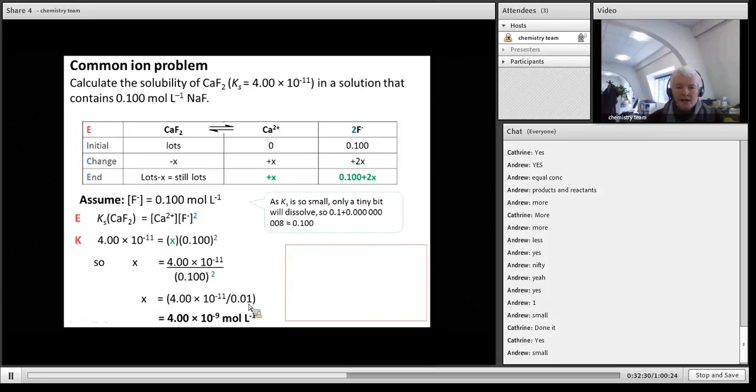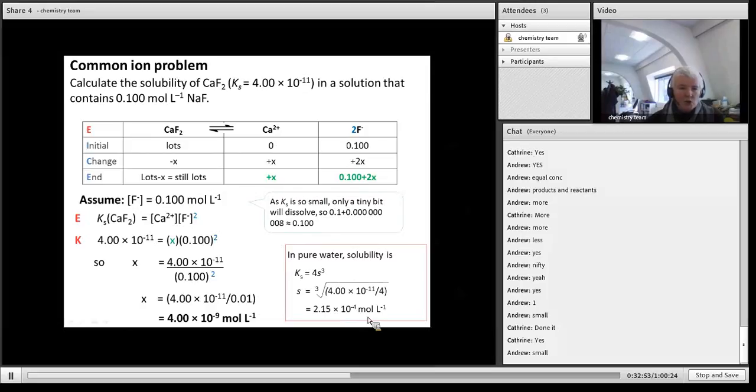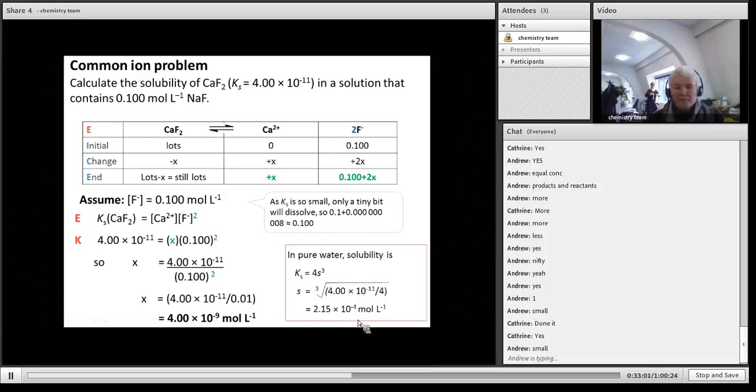And if I worked it out in pure water, can you see the difference? It is a lot more soluble in pure water than it is in sodium fluoride. Very little will dissolve in a 0.1 mole solution of sodium fluoride, whereas a fair amount does in pure water. I mean, it's still a tiny amount, 0.0002 moles per liter, so not very soluble at all. Okay, right.